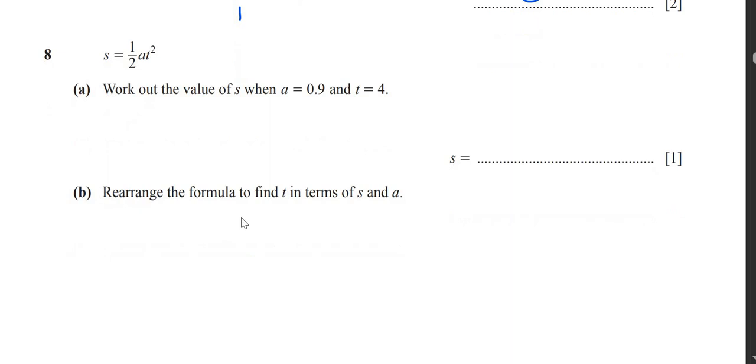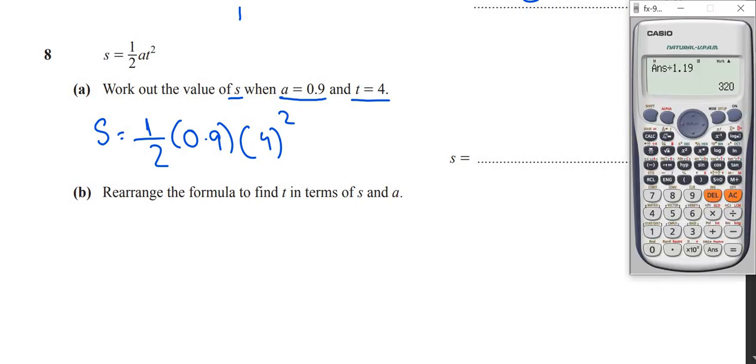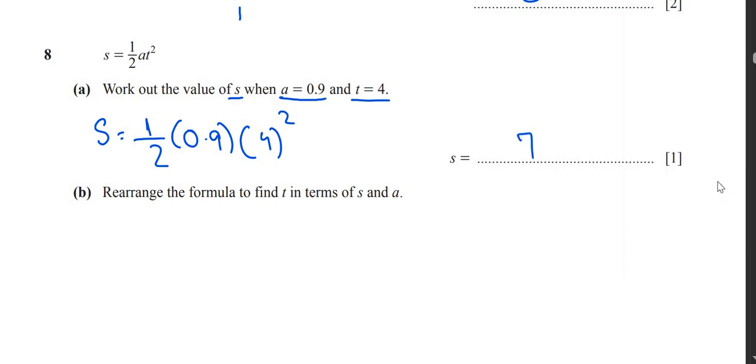Moving on, question number 8. Work out the value of s when a is equal to 0.9 and t is equal to 4. Okay, s is equal to 1 upon 2 a t squared. In place of a, write 0.9. In place of t, write 4. And then square it. It's as simple as it sounds. So 1 upon 2 multiply by 0.9 multiply by 4 squared, it becomes 7.2.